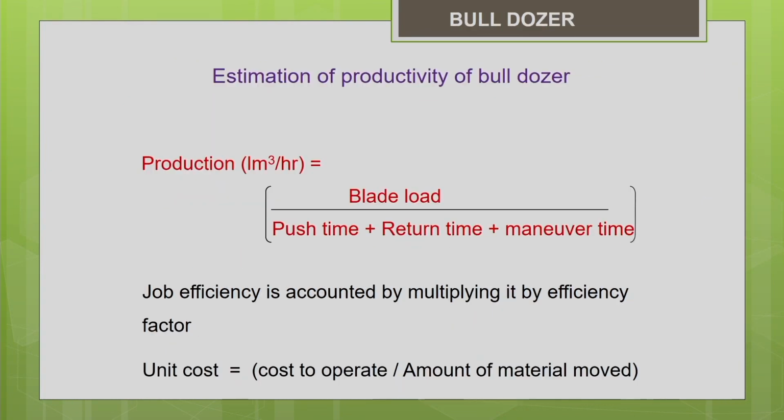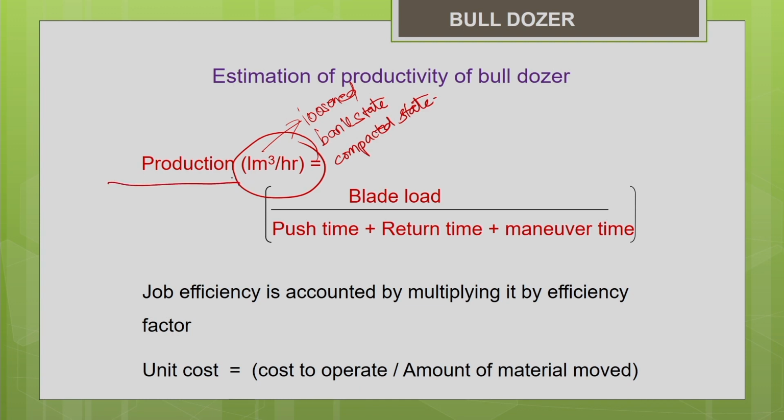Now, let us see how to estimate the productivity of the bulldozer. We are going to estimate the productivity in loose cubic meter per hour. As I told you, whenever you express the volume, you should be very specific whether you are expressing the volume in the loosened state, bank state, that is the natural state, or in the compacted state. In which state you are referring to the material, you have to clearly specify. Then only it has a real meaning. Here the production is expressed in loose cubic meter per hour. That means we have cut the earth and loosened the material. After loosening it, what is the productivity? That is what we are measuring in the loosened state.